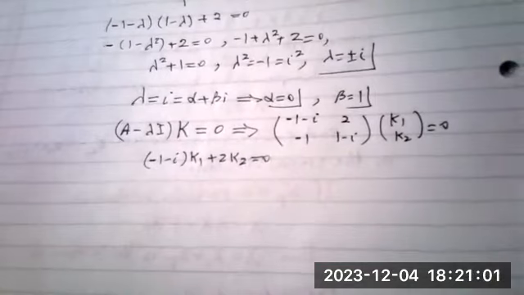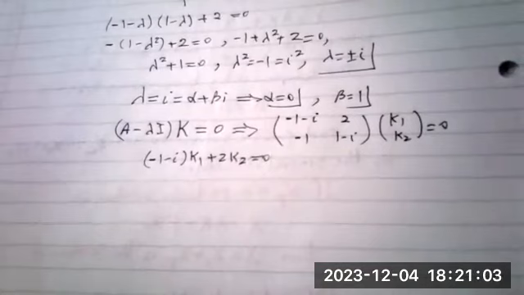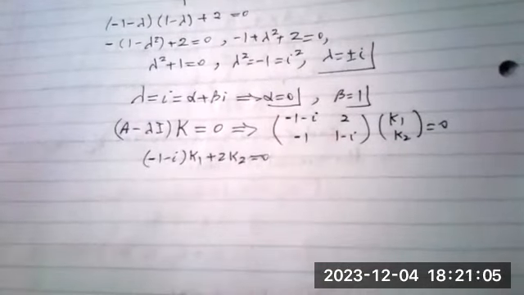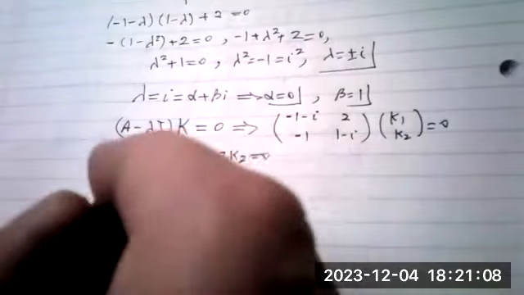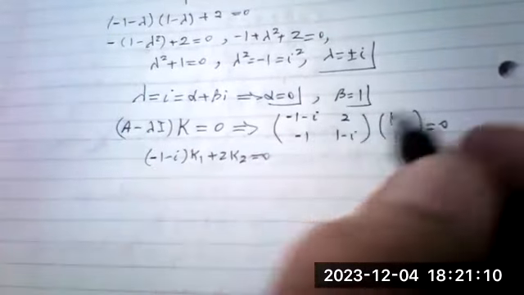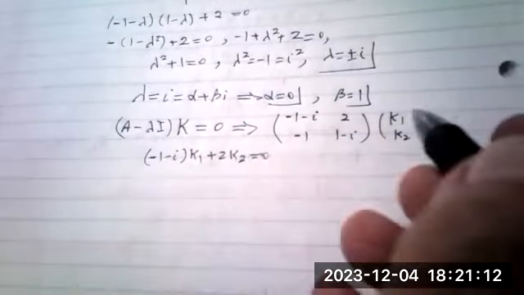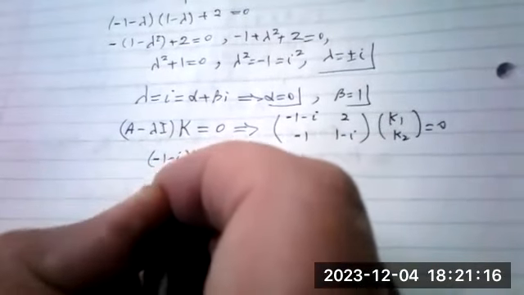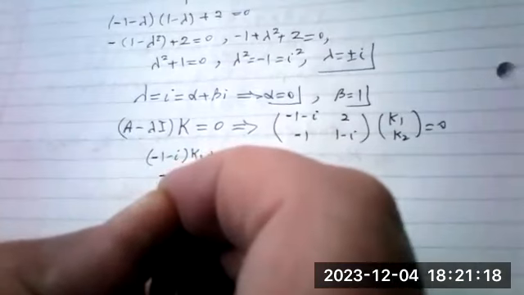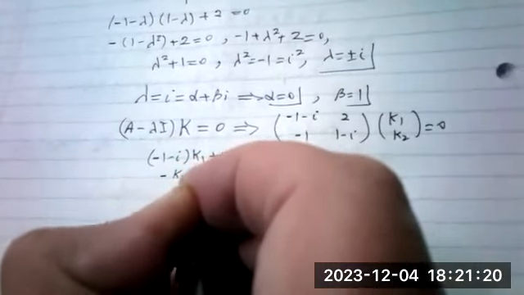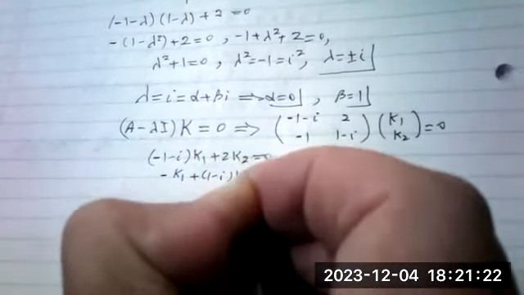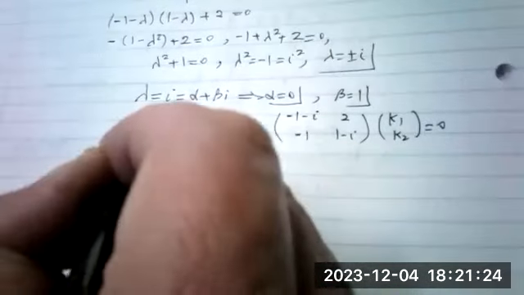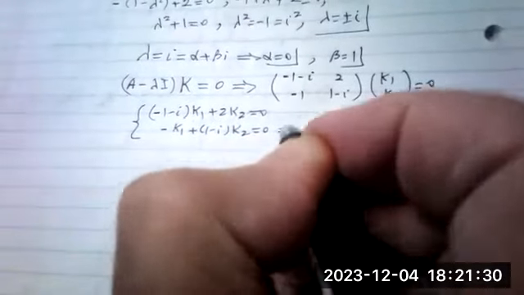If you stay with this one, just pick 2 numbers. You can find the K2. The second one is easier, so I may go with the second one. That gives negative K1 plus 1 minus i times K2 equal to 0. So that would be the system that we have. All of them are the same, so I go with the second one. So I pick this one.